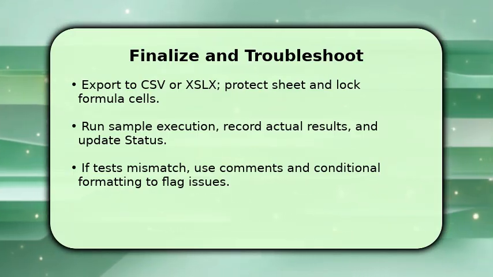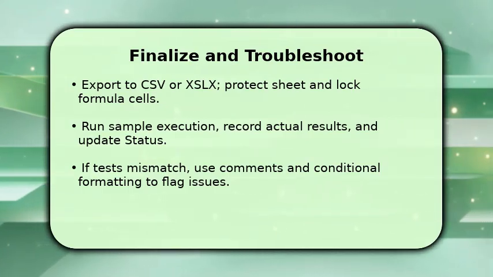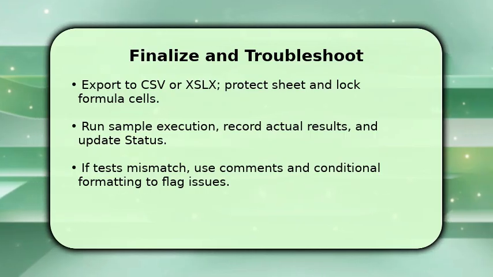If outcomes differ from expected, add comments with reproduction steps and use conditional formatting to highlight failed rows. This lets you quickly triage failures and communicate concrete fixes to developers.